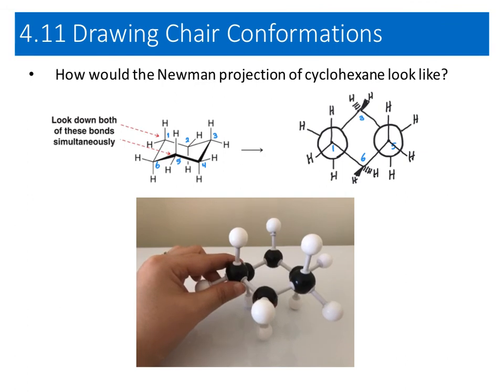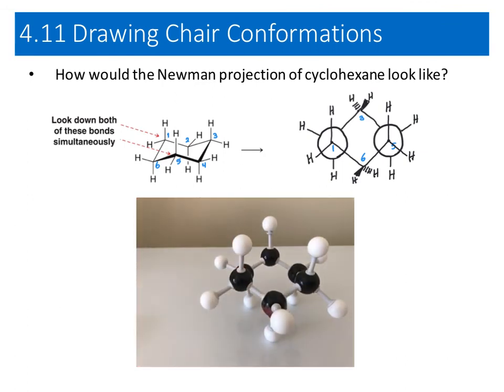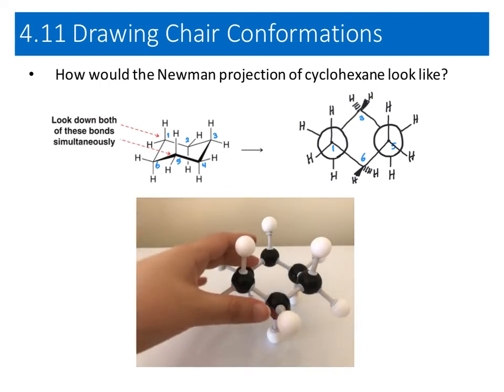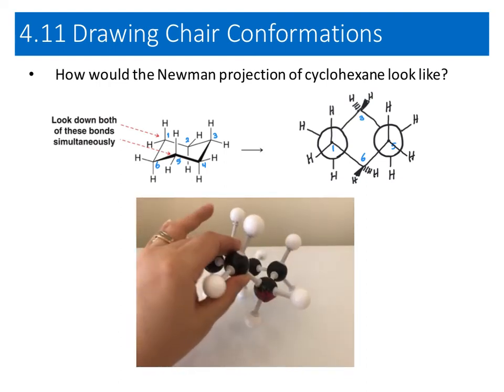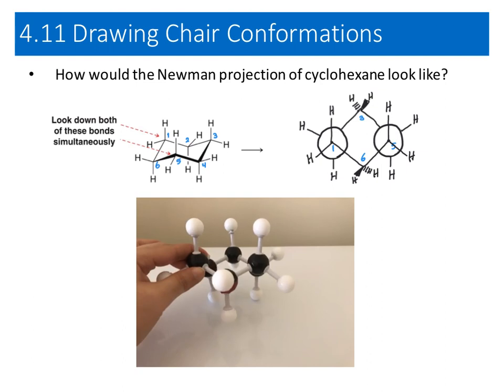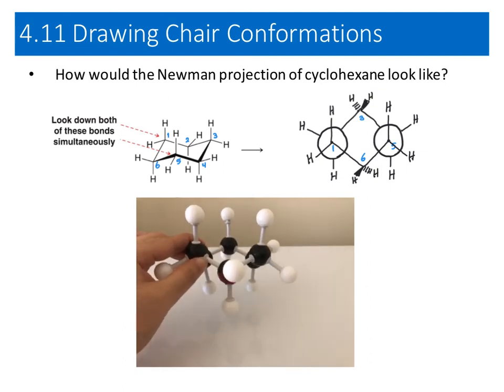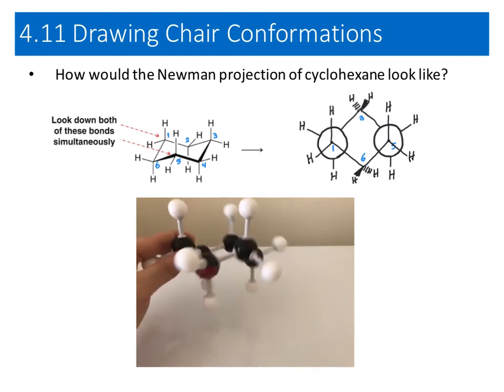Okay, so this is how you can draw the Newman projection for chair conformation. If you have your model at home, make the cyclohexane in its chair conformation and try to draw it, visualize it in different orientation.